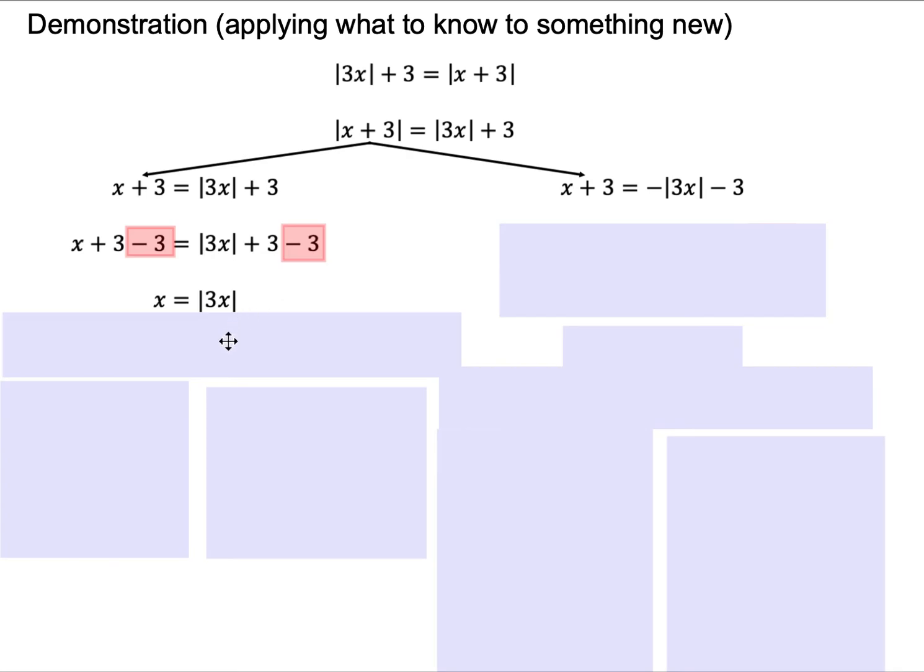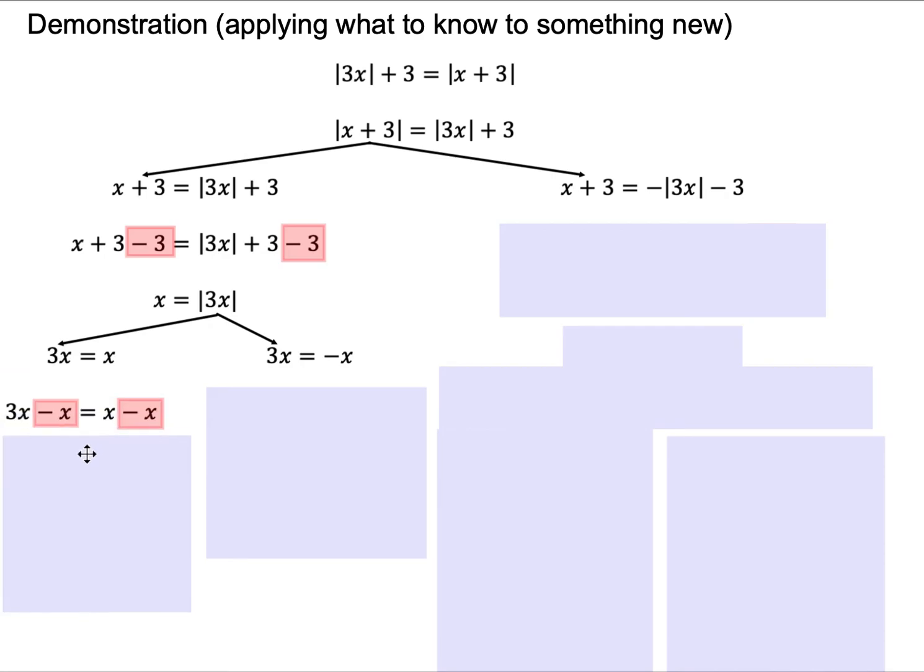And that gives us x equals 3x. And that's actually ready to split. Let's split the 3x. 3x could equal x, or 3x could equal the opposite of x. Okay. Go ahead and continue down with this. This is kind of an interesting looking thing.